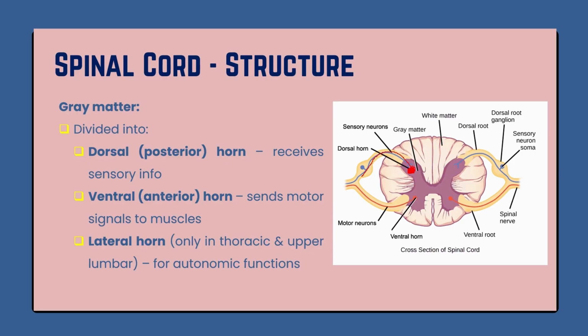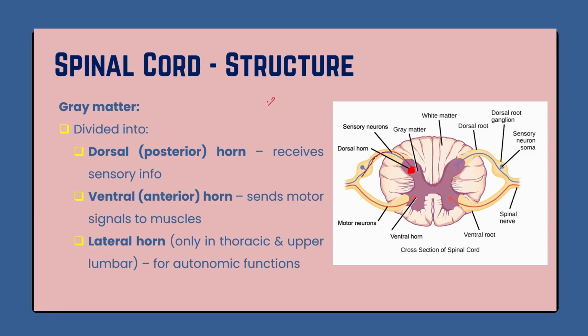Which is the dorsal side? When you touch your back and feel the spinal cord, the part that you touch or feel is the dorsal part. And the part on the other side, towards your tummy or your heart or your internal organs, that's the ventral side. So here we have the dorsal horn, also called the posterior horn, and it receives sensory information.